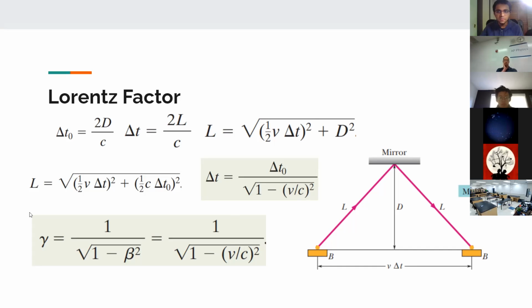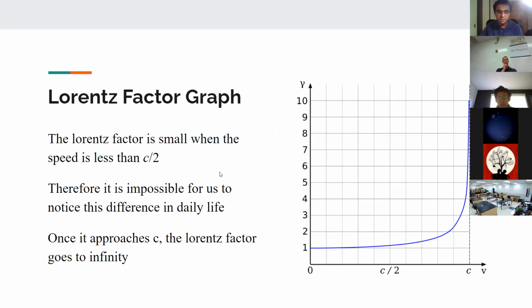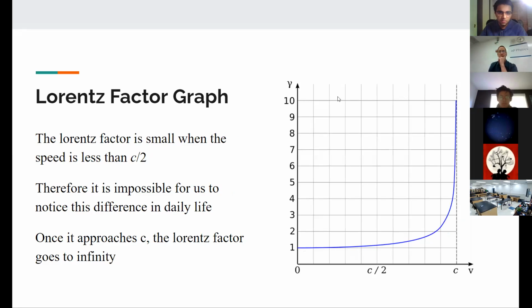The Lorentz transformation applies not only to time, but also to an object's length and even mass. On the right is a graph of how the Lorentz factor changes as the speed changes. As you can see, when the speed is relatively slow, much less than the speed of light, the factor is really low, so it's hard for us to distinguish this difference in common day life. But as the velocity approaches the speed of light, the Lorentz factor increases to infinity.